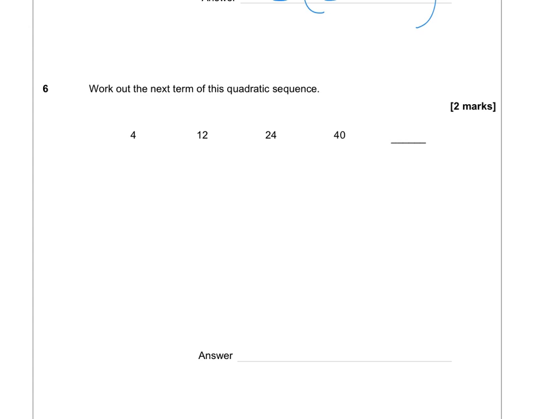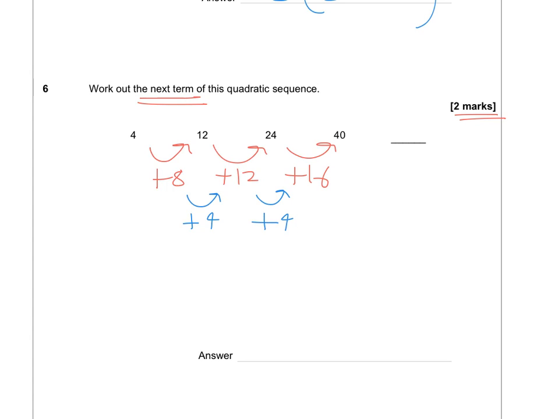Question 6. Work out the next term of this quadratic sequence. Read the question carefully. It says next term. It does not say work out the nth term, and this question is only worth 2 marks. It's a quadratic sequence. Let's look at the first layer of differences. We have +8, +12, +16. Naturally, the first differences are all different, but they increase by 4 each time, so the second differences are 4. So if we add 4 to 16, we get 20, which means that the next term will be 20 more than 40, it will be 60.